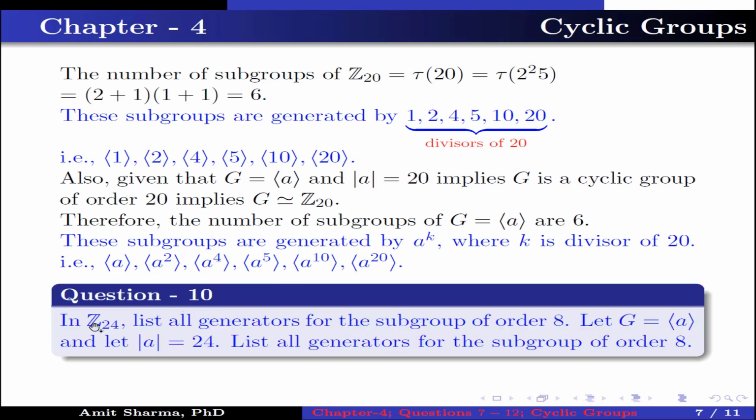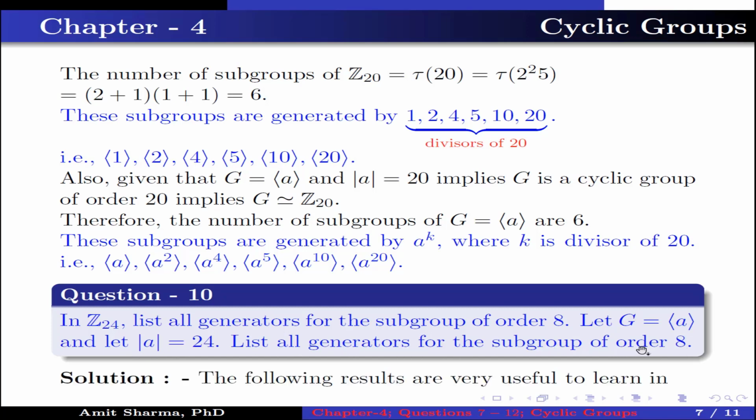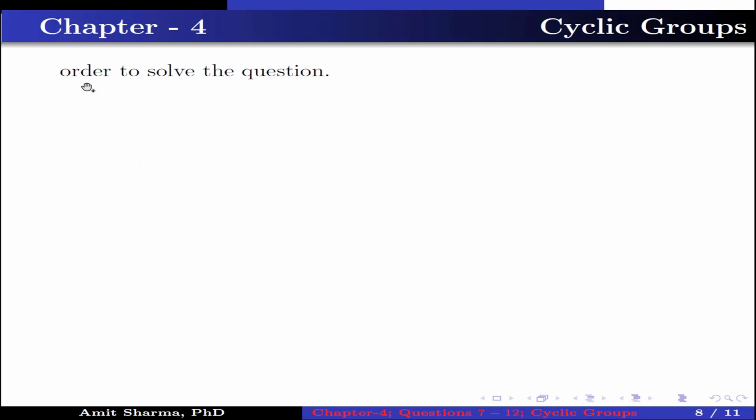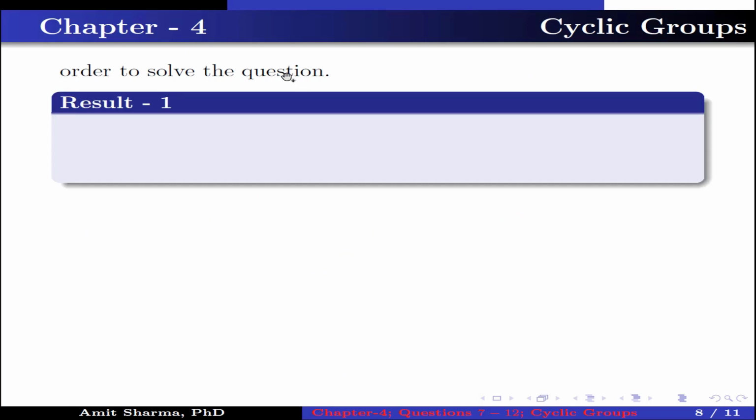Question number 10. In Z24, list all the generators for the subgroup of order 8. Let G be equal to the group generated by A and let the order of A be 24. List all the generators of a subgroup of order 8. The following results are very useful to learn in order to solve the question.